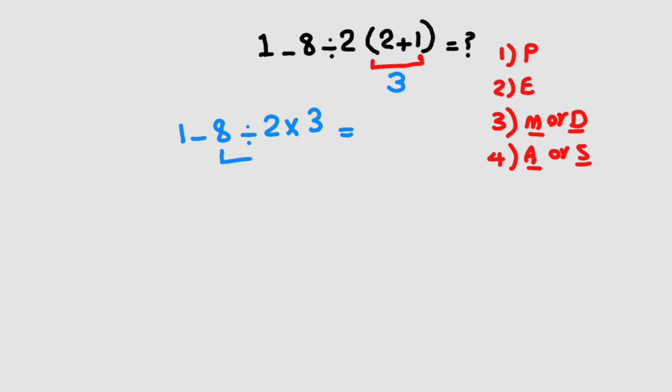Now 8 divided by 2 gives us 4, and now 4 times 3 gives us 12. Now at the end we have 1 minus 12, and this expression is equal to negative 11.